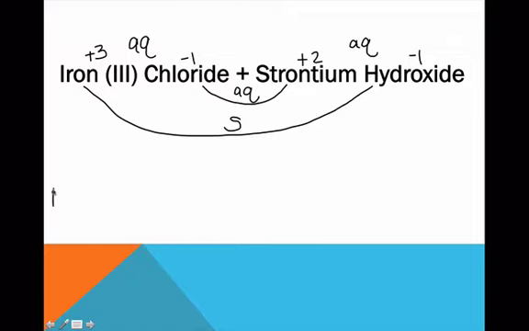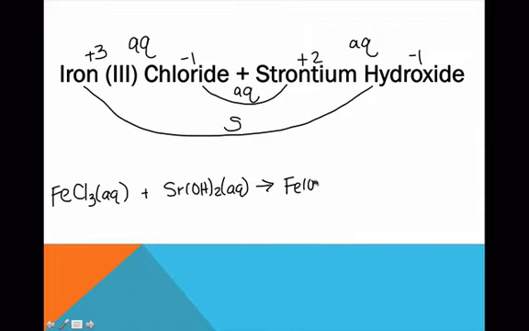So I'm going to have iron 3 chloride, aqueous. So remember, I'm starting with my reactants, plus strontium hydroxide, aqueous, gives me iron 3 hydroxide, solid, and strontium chloride, aqueous. So far so good. I wrote out the reactants, I wrote out the products.